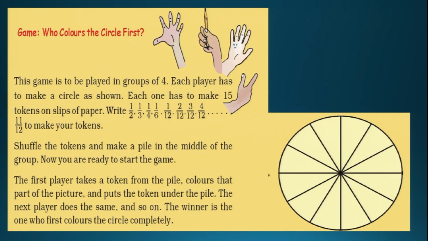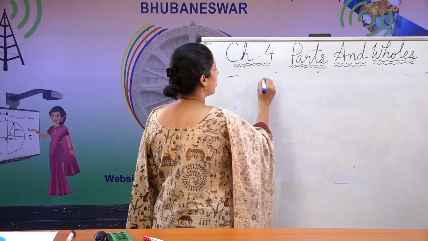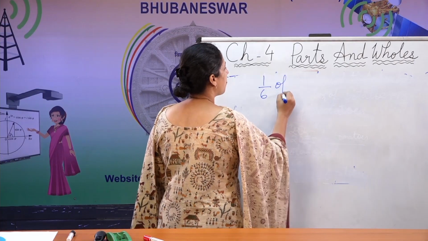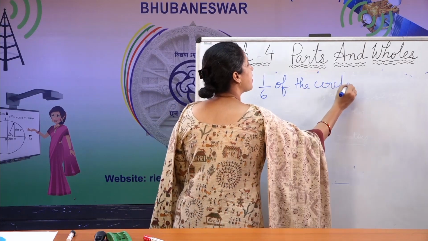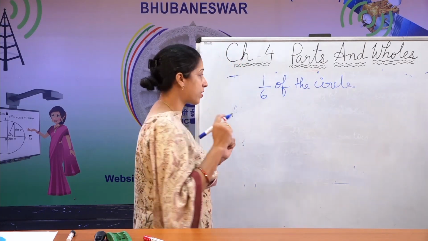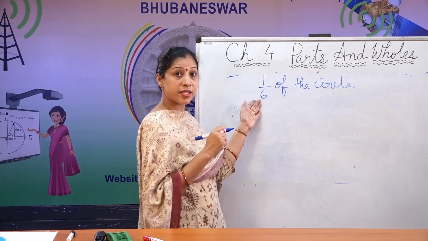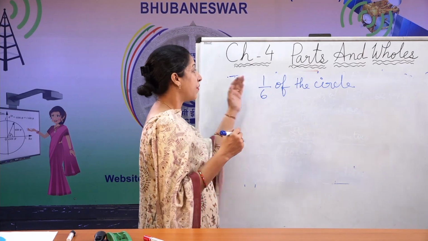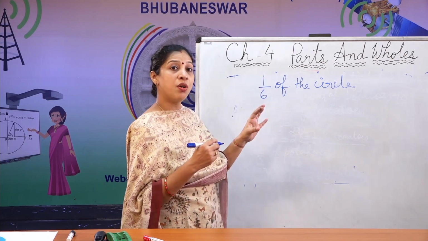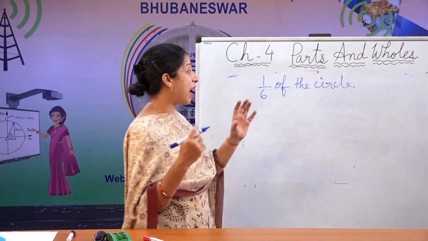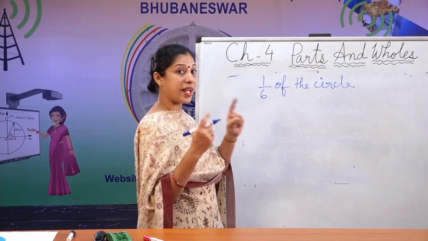Now, if your friend has got 1 by 6 and you have divided the circle into 12 parts, your friend has to color 1 by 6 part of the circle, and the circle is divided into 12 parts. So how will we do it? It is written 6, but there are 12 parts. For that, we can convert this 1 by 6 into a fraction having an equal number of parts, that is 12.